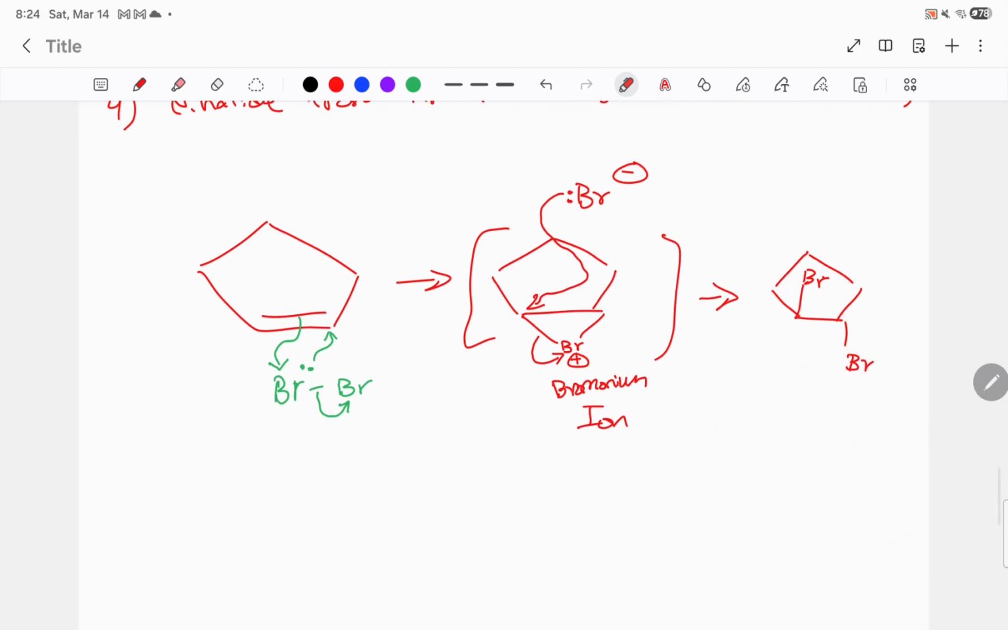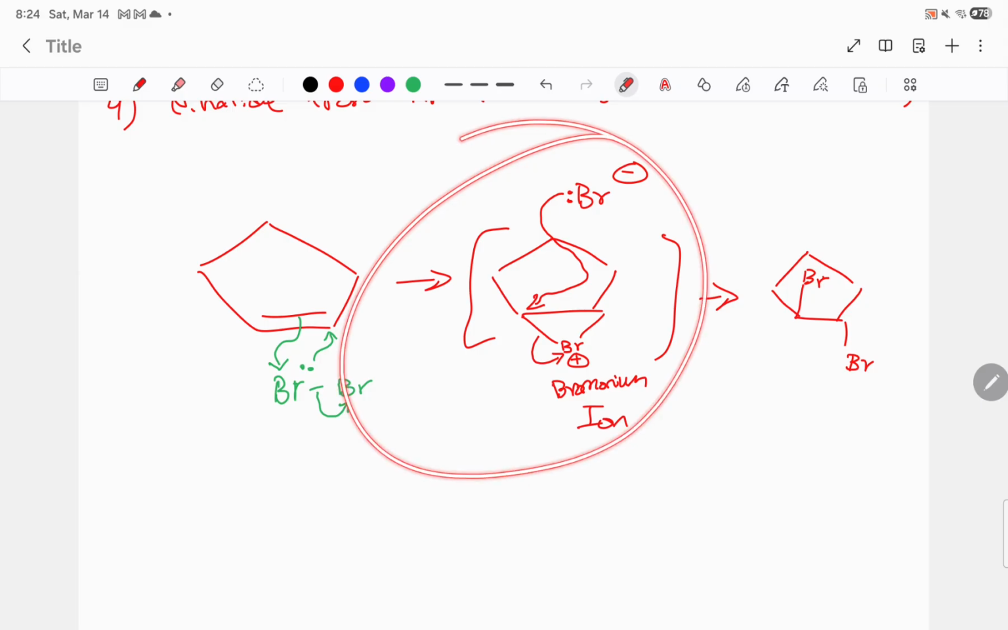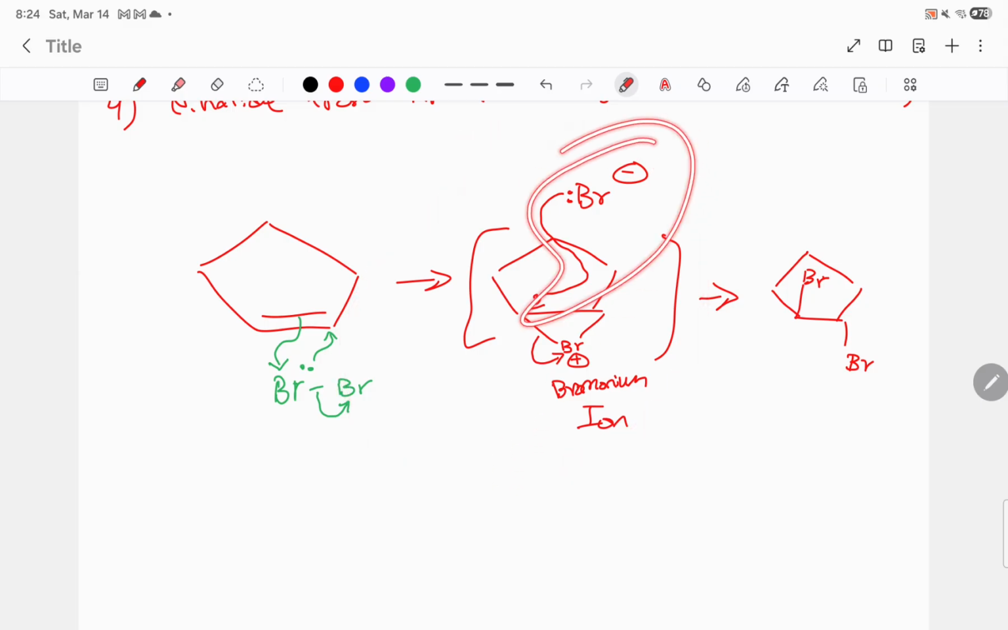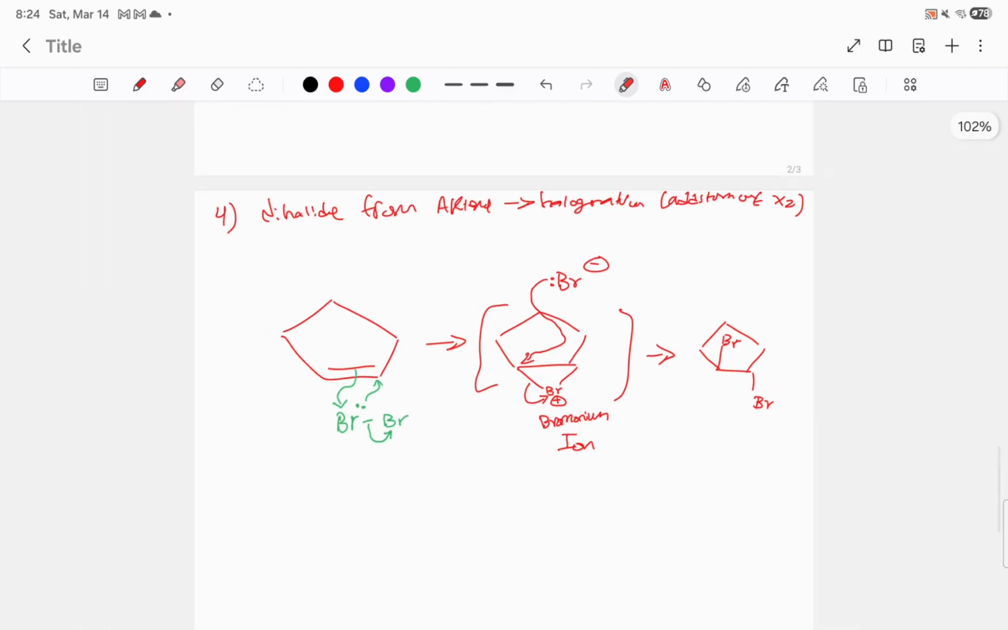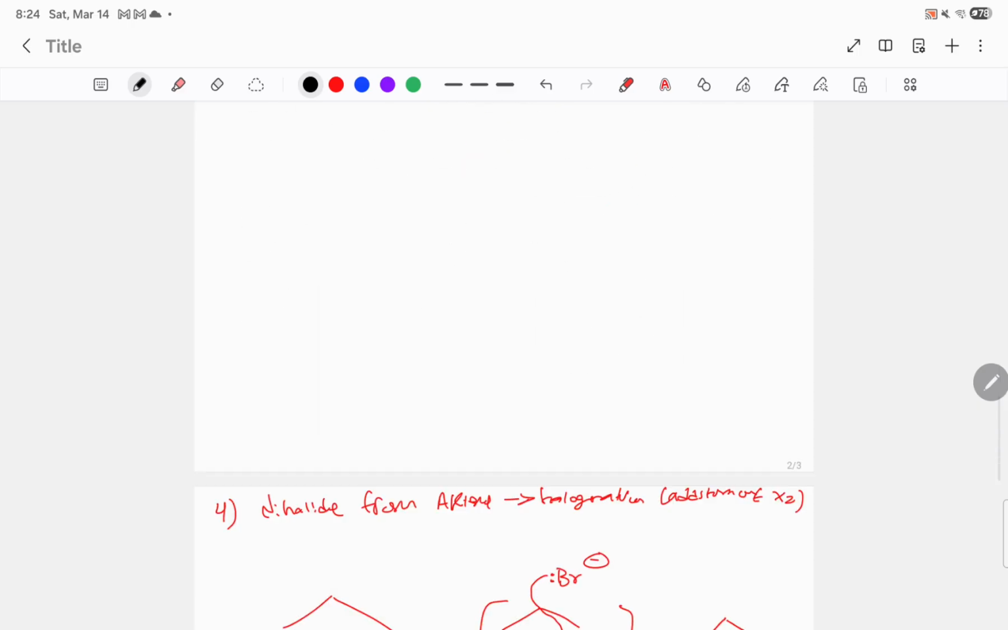Okay, so a mechanistic summary would be halonium ion formation and nucleophilic attack of the bromine to give us the trans dihalide. All right, amazing. And it is anti-stereochemistry. That is very important. So that is how you make a dihalide, okay? So we covered that reaction very nicely now.